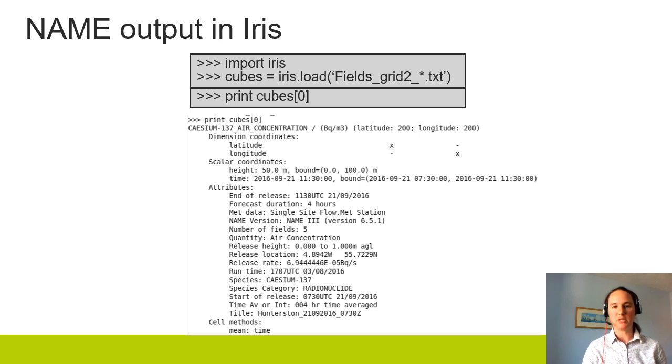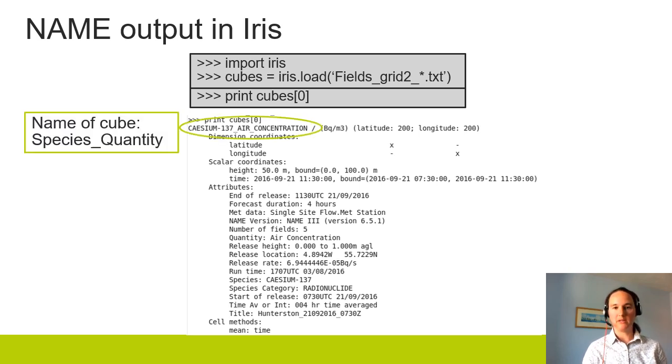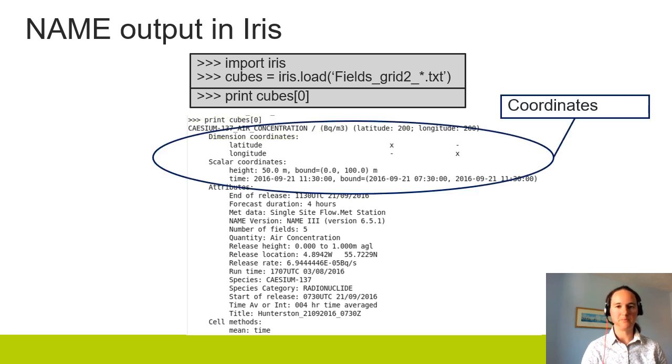And then we can just print. In this case, I've asked it to print the first cube so that you can see how the information in the NAME file is translated into the cube. The first thing you'll notice is the cube is given a name, which is the species underscore the quantity. In this case, we requested air concentration output of cesium-137, so our cube name becomes cesium-137_air_concentration.